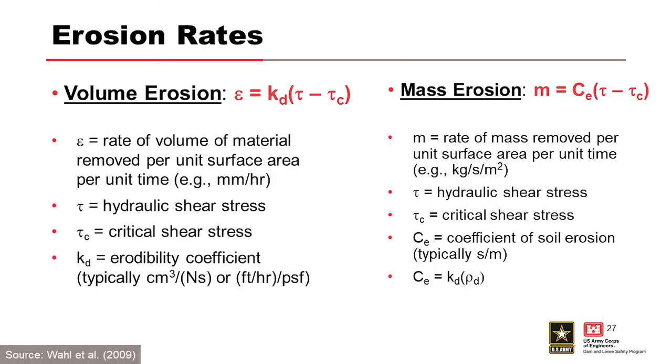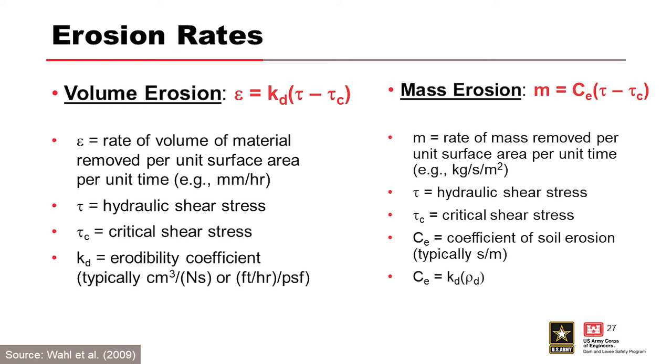So since relationships for erodibility coefficient as a function of shear stress and rate of erosion have been established, we can use all of our erodibility parameters, our critical shear stress and our erodibility coefficient, to estimate the rate of erosion for a soil given a hydraulic load. So these equations here, volume erosion and mass erosion, we use these a lot when we quantitatively evaluate whether breach will occur.